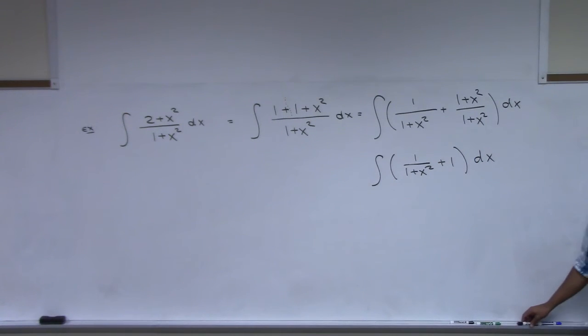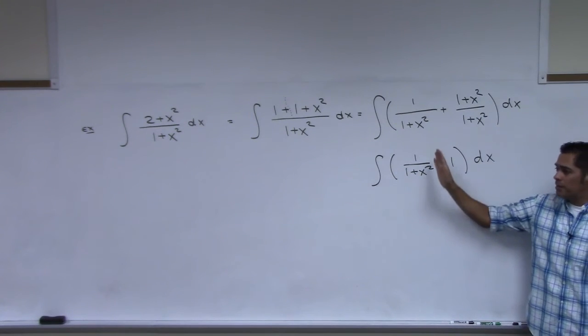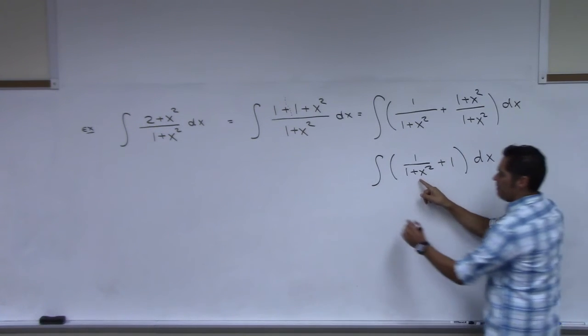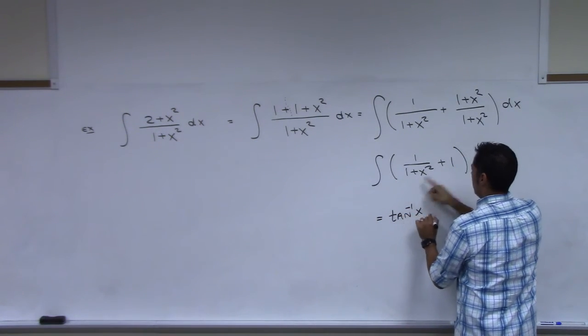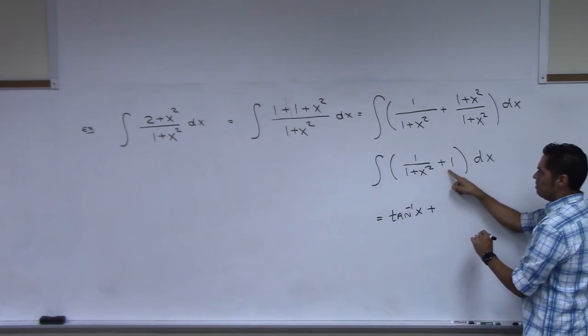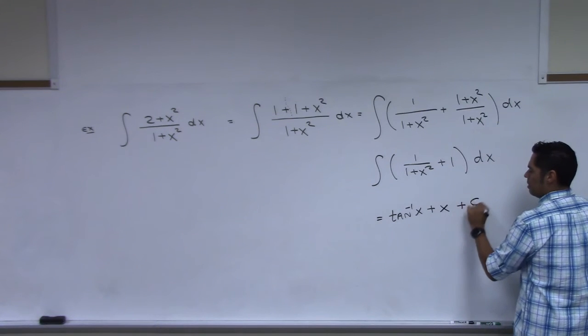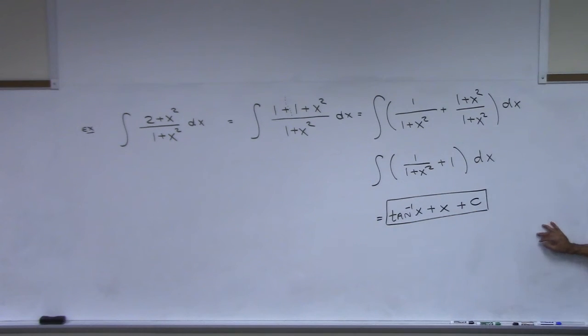Now you have two terms, don't you? This plus this. Now you can take the antiderivatives independently. And what's the antiderivative of this? Arctangent of x. And what's the antiderivative of 1? Just x, and then plus c. And that's it right there. Right? That's kind of strange, isn't it?